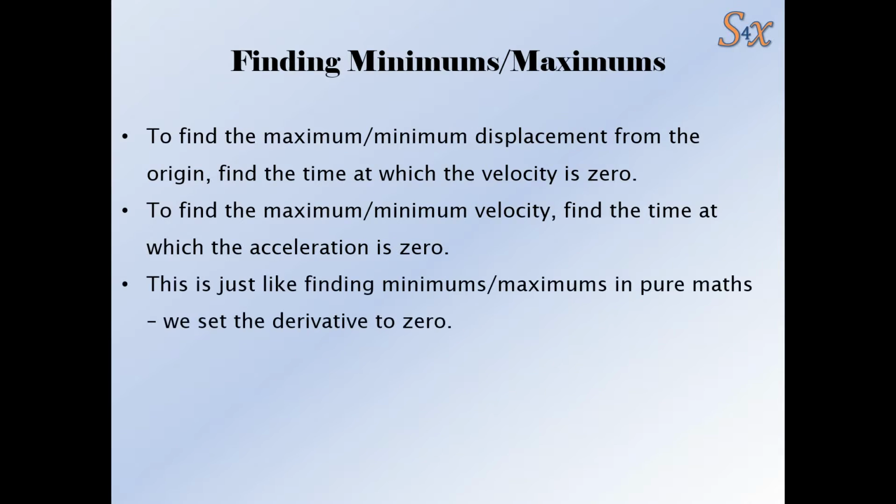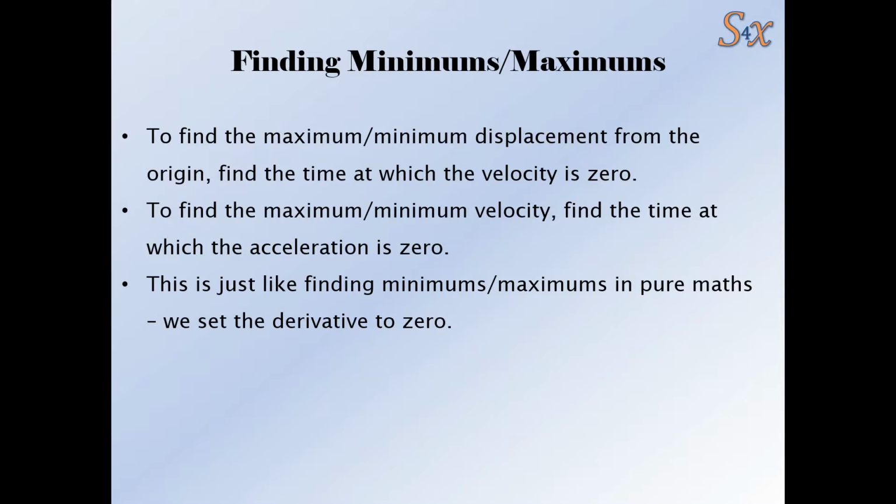This is exactly the same as finding minimums and maximums in pure maths. When we looked at the first and second derivatives and we set the derivative to zero, it's exactly the same. When we want to find the maximum displacement, we set the velocity to zero because velocity is the derivative. It's the displacement differentiated. Okay, so it's exactly the same. It's just got a bit of context this time, which makes it a little bit more confusing.